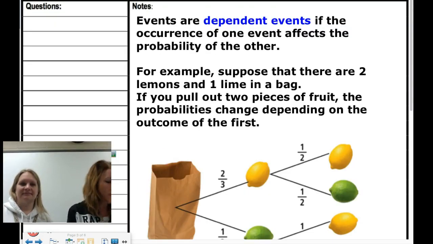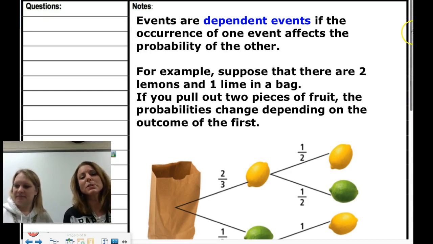Now we've talked about independent. Let's talk about dependent.